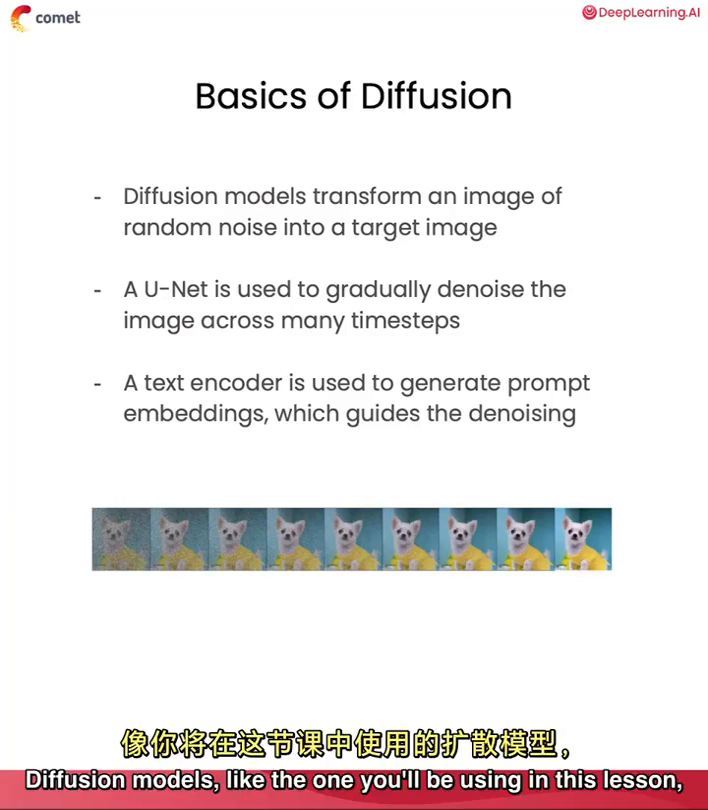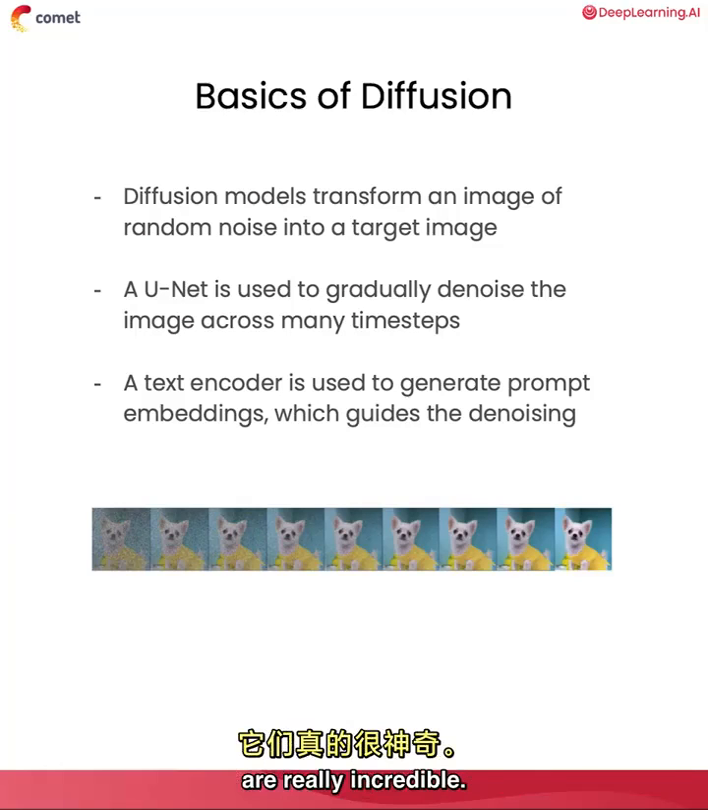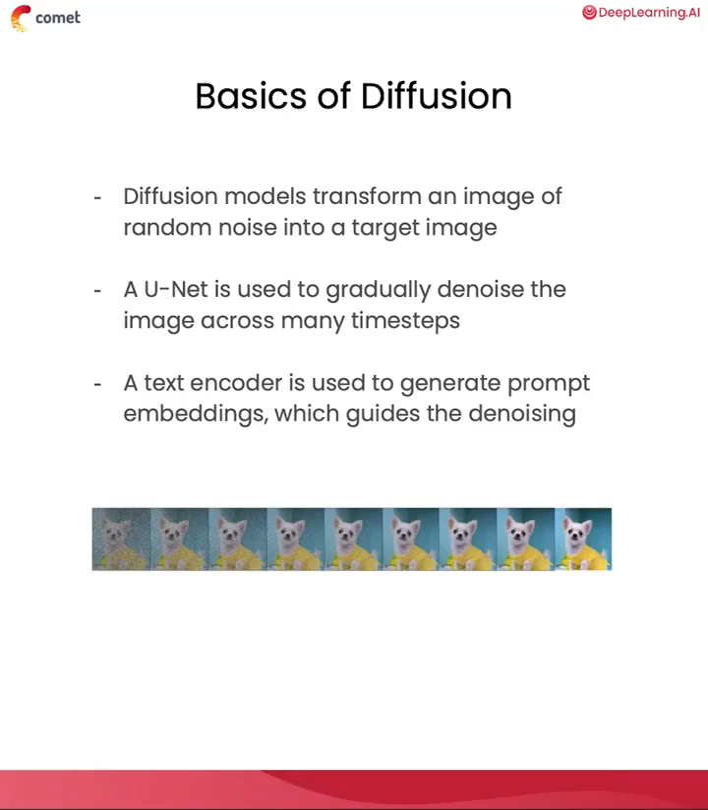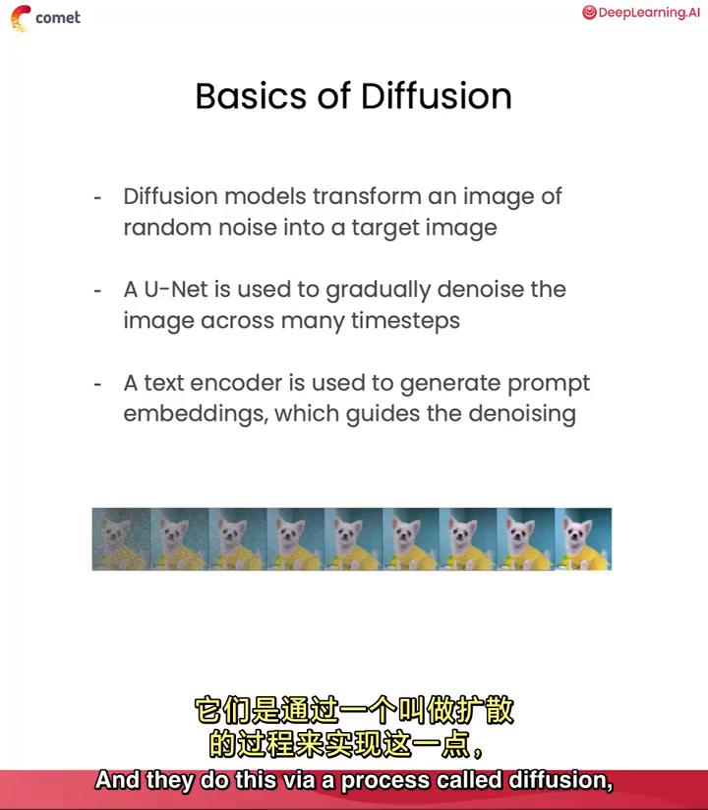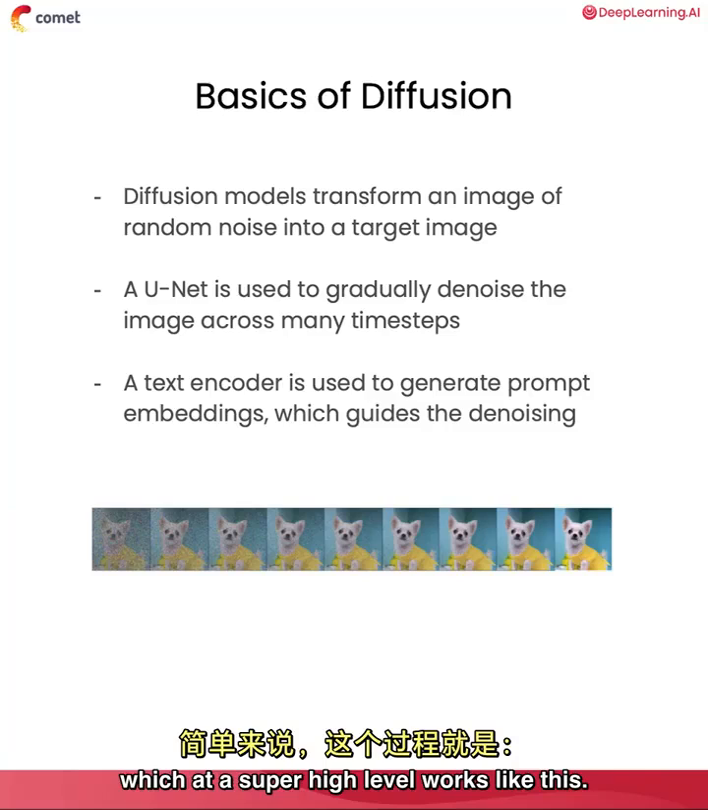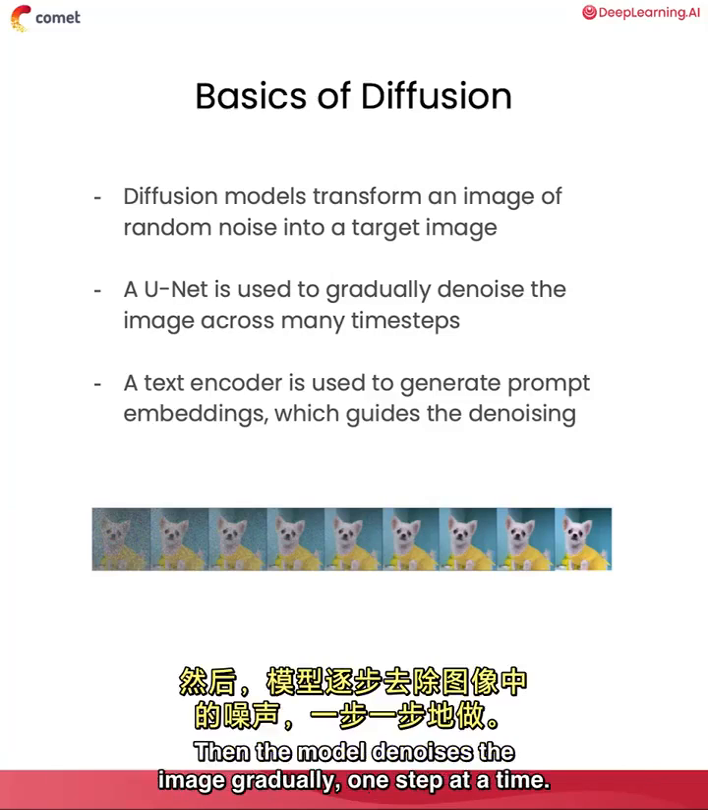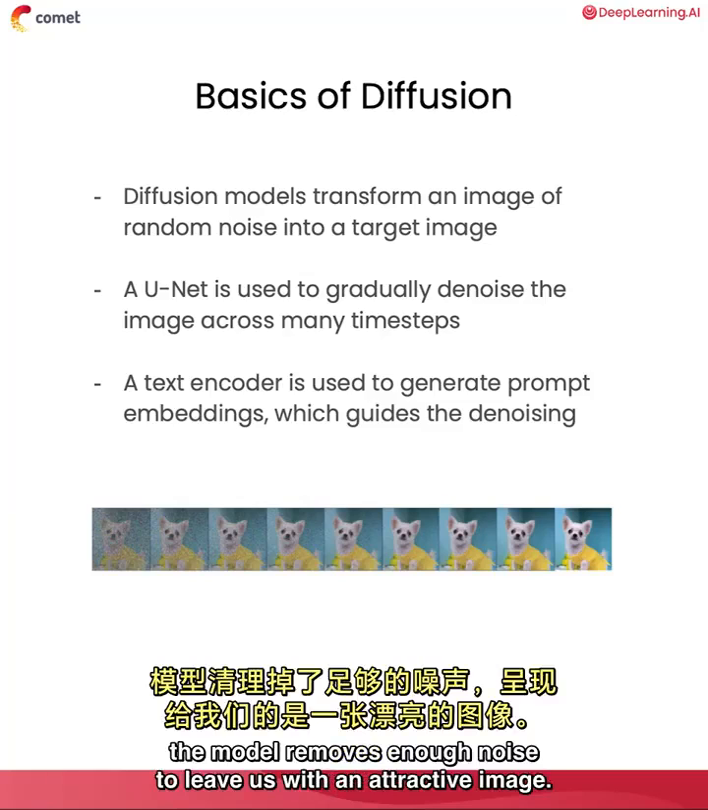Diffusion models, like the one you'll be using in this lesson, are really incredible. They're capable of generating unbelievably detailed images from text prompts. And they do this via a process called diffusion, which at a super high level works like this. The model generates an image of pure Gaussian noise. Then the model denoises the image gradually, one step at a time. Eventually, the model removes enough noise to leave us with an attractive image.